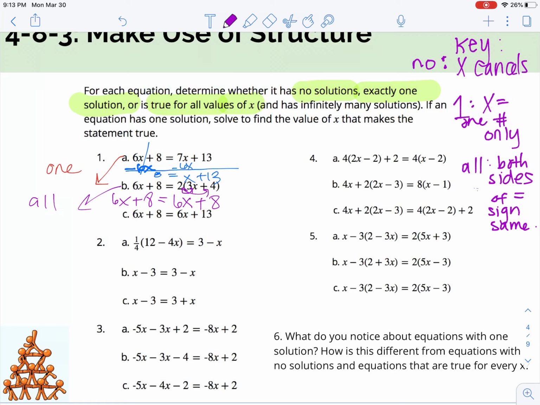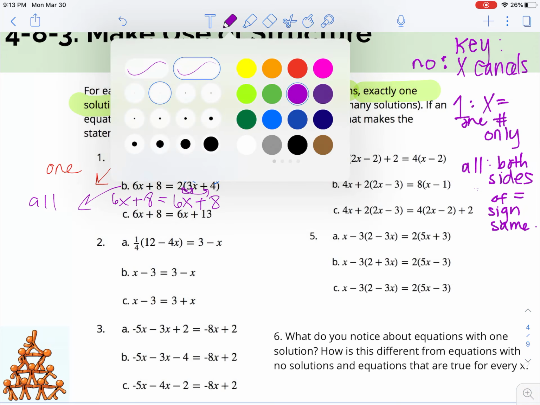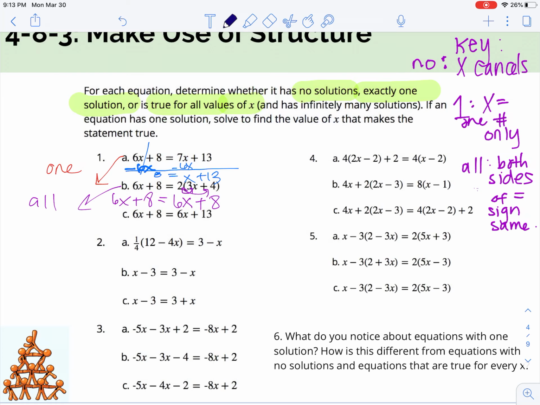And then automatically I'm going to know the last one is none, right? But you want to show your work and figure it out. So for this very last one, 6x plus 8 equals 6x plus 13. If this 13 were an 8, it would be all, right? Because then they would be the same on both sides, exact same. But it's not, it's a 13. Because I know some of you are going to see the x's are the same on both sides and think it's similar, and it is, but it's not quite.